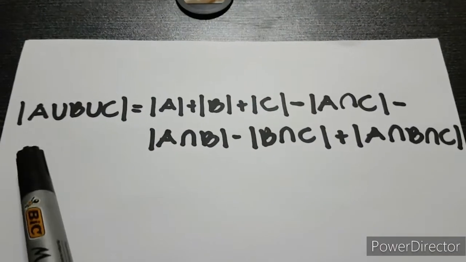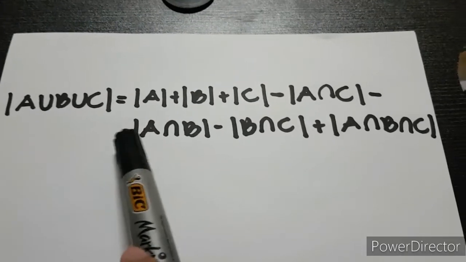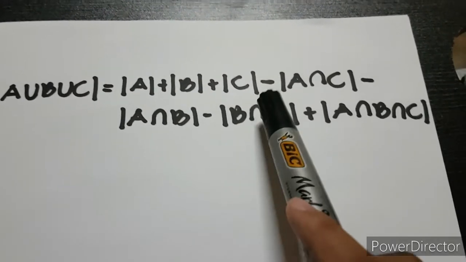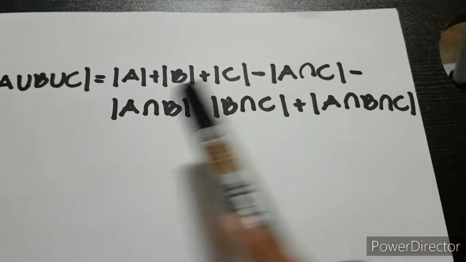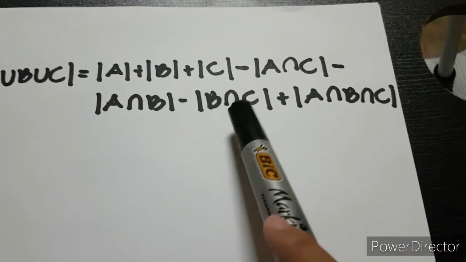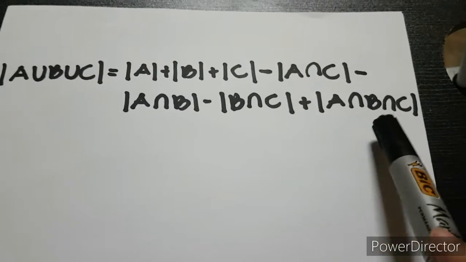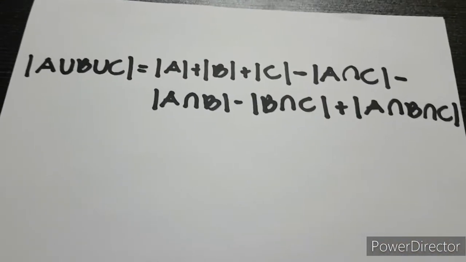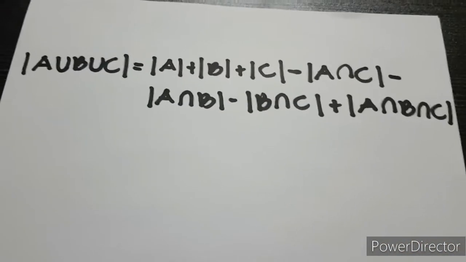My topic here is about the exclusion principle only, but in every problem solution, inclusion and exclusion will be used in solving the problem. So this is the formula used. A union B union C is equal to A plus B plus C minus A intersection C minus A intersection B minus B intersection C plus A intersection B intersection C. It is up to the problem how many sets are given.